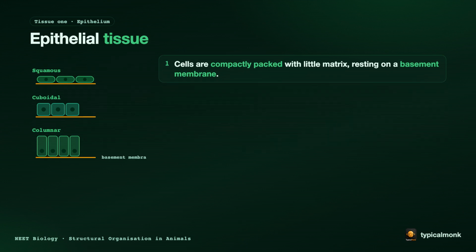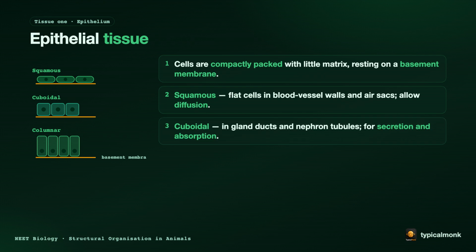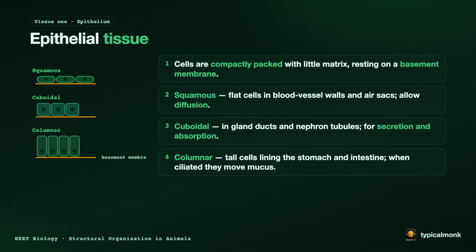Now the first tissue, epithelium. Its cells are compactly packed with very little matrix, and they rest on a basement membrane. Squamous, flat cells, found in the walls of blood vessels and in air sacs. They allow diffusion. Cuboidal, cube-like cells in the ducts of glands and the tubules of the nephron. Their job is secretion and absorption. Columnar, tall cells lining the stomach and intestine, and when they carry cilia, they move mucus along.